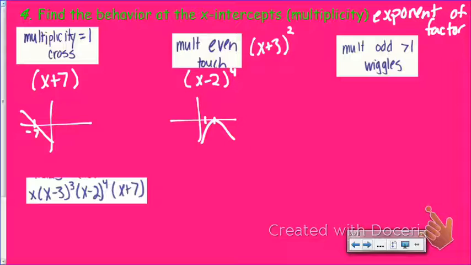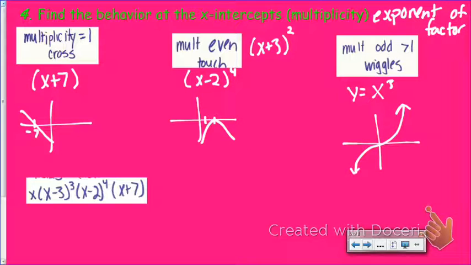Then the last option is very similar to the first. If the multiplicity is any odd number other than 1, so if it's 3, 5, 7, 9, the graph is going to wiggle at that point. What that means, it's going to look very similar if I look at the function y equals x cubed. Y equals x cubed, the 0 has a multiplicity of 3 because the factor x is raised to the 3rd power. And if you know what the parent function looks like, it looks something like that.